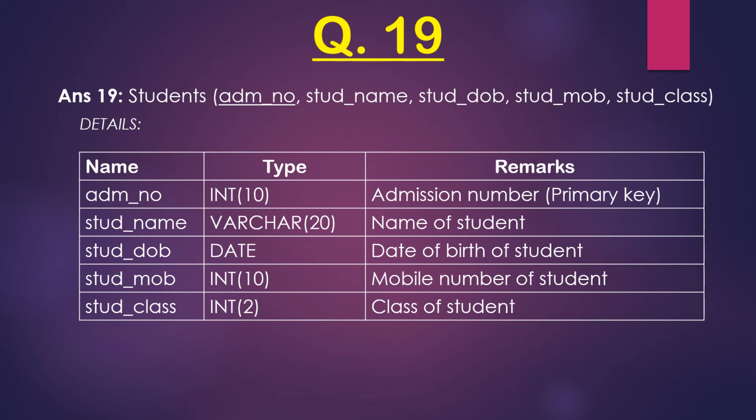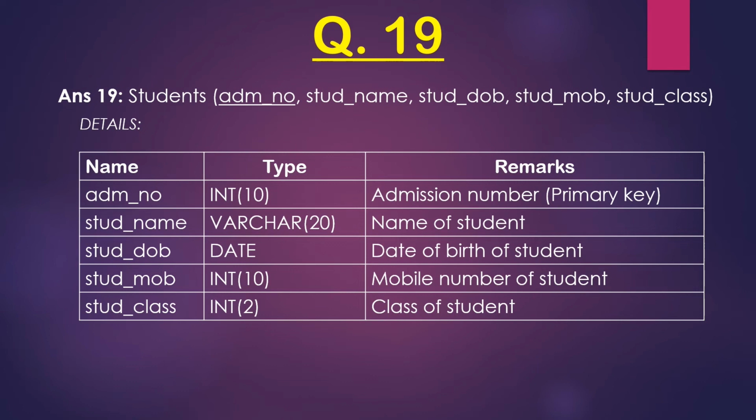So what can be the details of a student? You have to give such columns. So I have given admission number, student name, student dob. Here I have used short forms because it would be more effective to write like that, because we are giving the column name. In the remarks you can write the whole, that this is admission number, and in brackets you can write the primary key also.